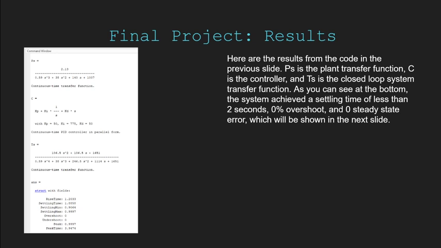Here we can see the results from the code in the previous slide. On the left, we see our plant transfer function, our controller transfer function with KP, KI, and KD values below. And we also see the TS, which is our closed loop system transfer function. As you can see at the bottom, our system achieved a settling time of less than 2 seconds, 0% overshoot, and 0 steady state error. And the time response graph will be shown on the next slide.